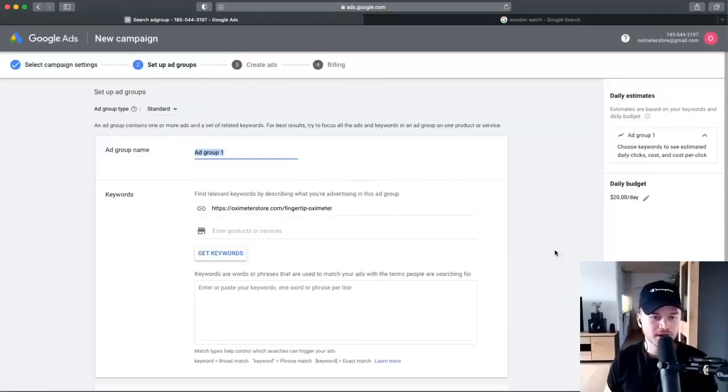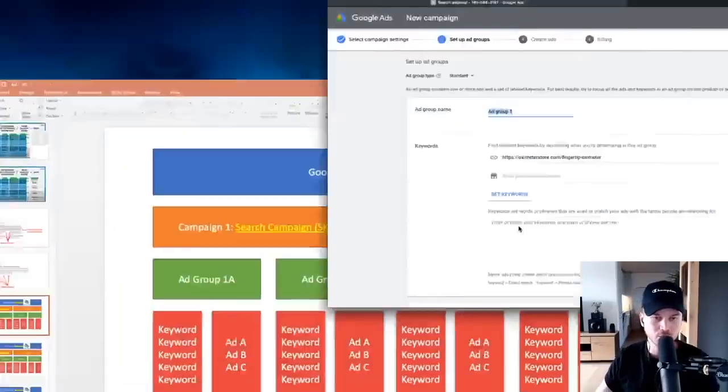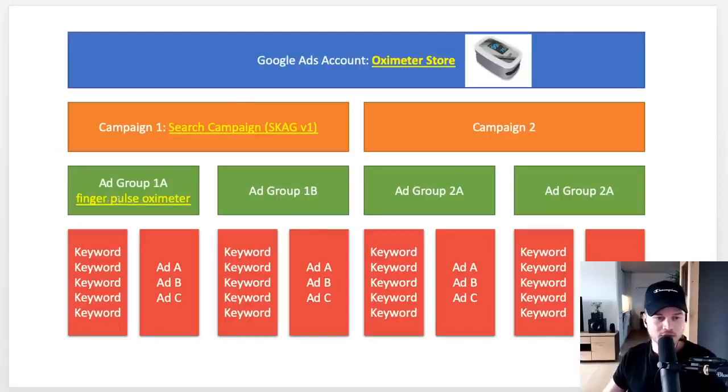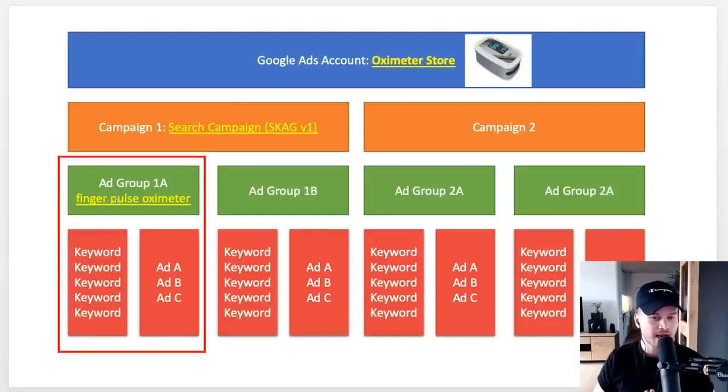Okay, so we have now just finished setting up our campaign settings, and now we are one layer deeper, which is ad groups. When we go back to our overview right here, we see that we have just set up our search campaign single keyword ad groups version 1, and inside of that campaign we will set up our first ad group. Here is where we're going to use a strategy that will make sure we get the lowest cost per click and the best conversions.